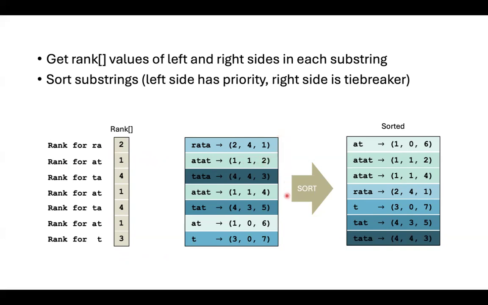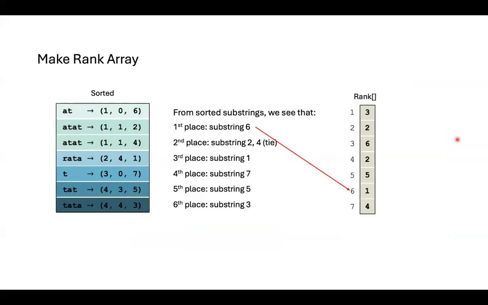Once we have all our substring values, we're going to sort the array again, and that'll give us our sorted substrings. Once again, the left value has priority over the right value, but the right value is going to be used as a tiebreaker when needed. Again, we're going to make a rank array. The logic is very similar each pass.